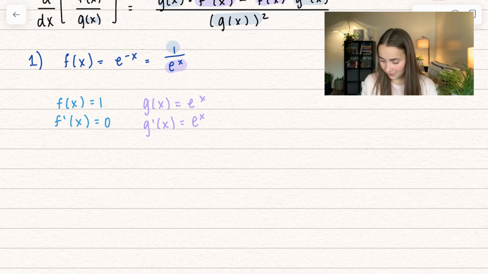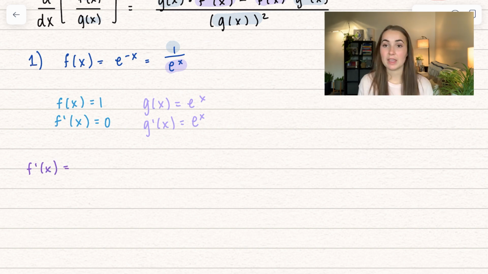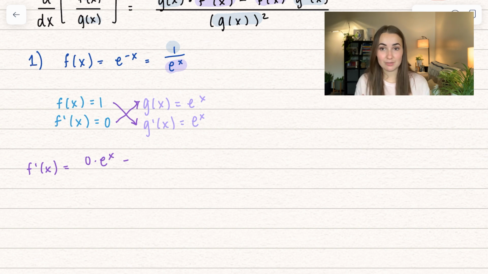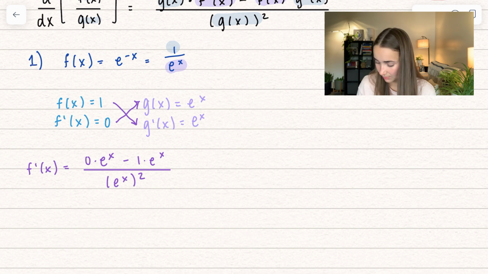So we have a specific order here when finding the actual derivative. Here I'm going to write f prime of x equals, and now we have to take our order. We start at the bottom and we work our way up to the top. So here I'm going to multiply 0 times e to the power of x. And then there's always a minus in between. And now we start at the top and we work our way to the bottom. It's a bit opposite of what we've been doing, but it still works. So here I have 1 times e to the power of x, and then all of this is going to be divided by e to the x squared.